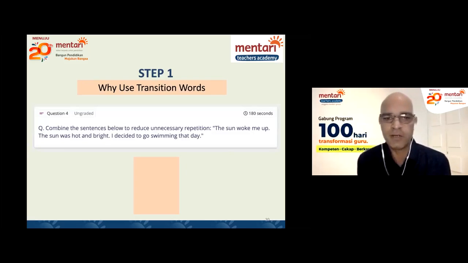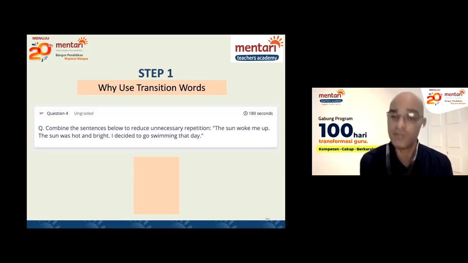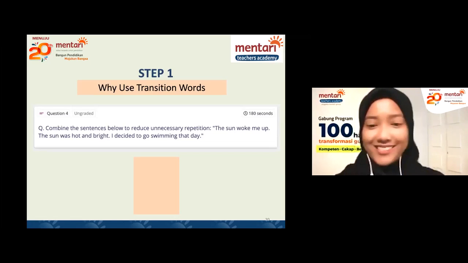Combine the sentences below to reduce unnecessary repetition. The sun woke me up. The sun was hot and bright. I decided to go swimming that day. So at the language level, am I focusing on vocabulary, sentences, or text? Mr. Wahyo says text. And also the other participants keep writing text.